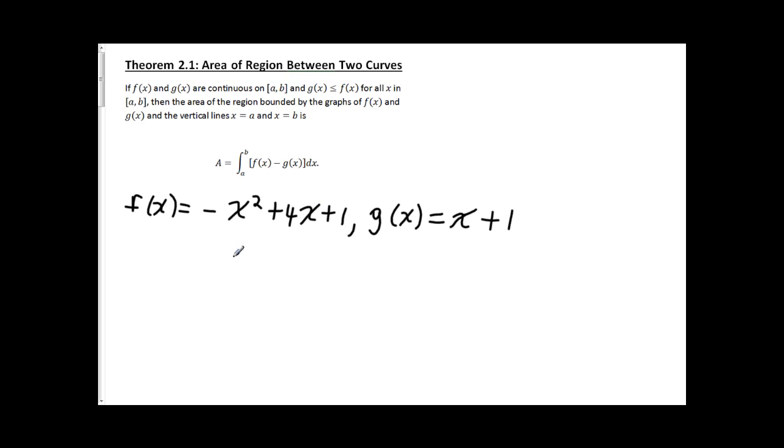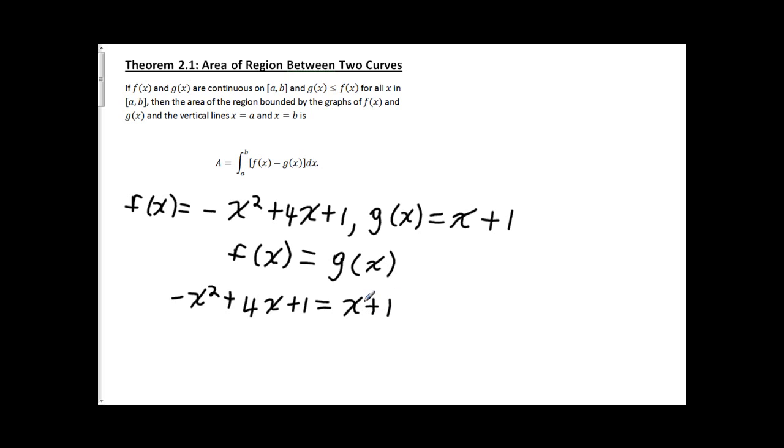In order to do that, we have to set f of x equal to g of x. That's the first step, to find out where these two graphs cross each other by setting them equal to each other, finding out where they have equal y values. What we're doing now is finding the x values where these two functions have equal y values. So let's go ahead and do that. We get negative x squared plus 4x plus 1 equaling x plus 1. That's f of x equaling g of x.